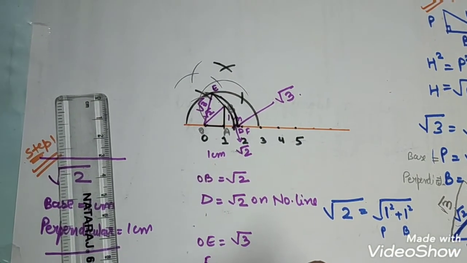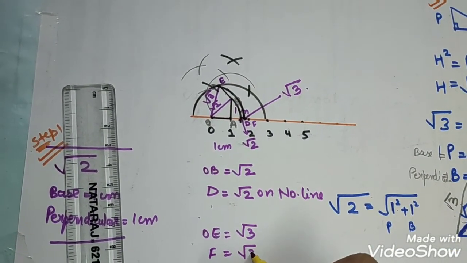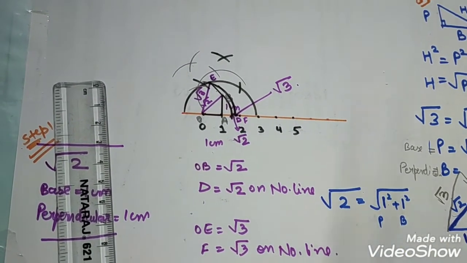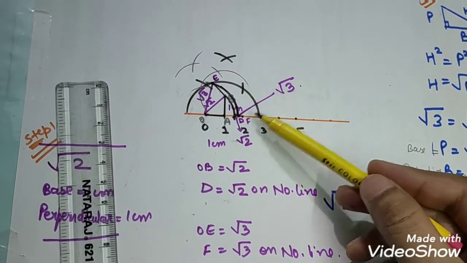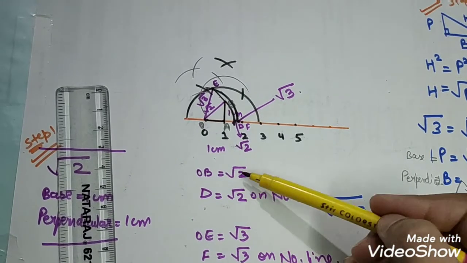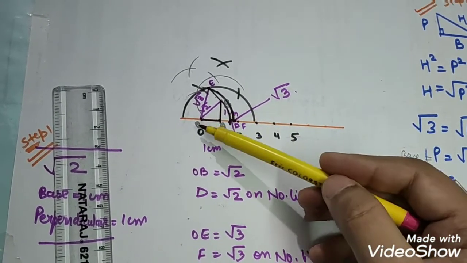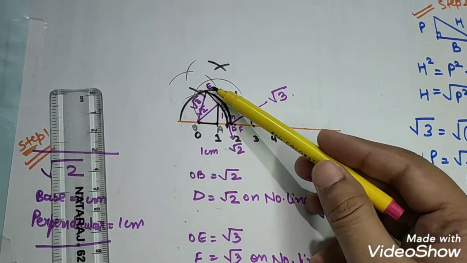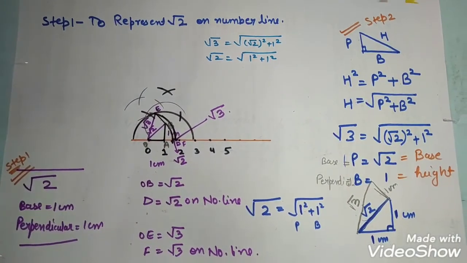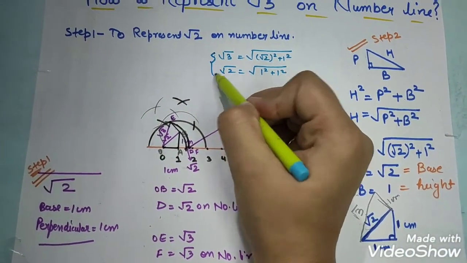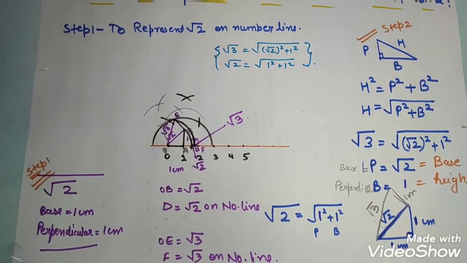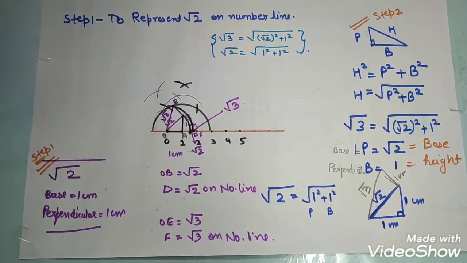So F is what? √3 on number line. I hope you understood it. For √3 we have to first draw square root of 2 on number line, then taking it as a base we have to draw our square root 3. So these were the 2 steps we have drawn. That's it.